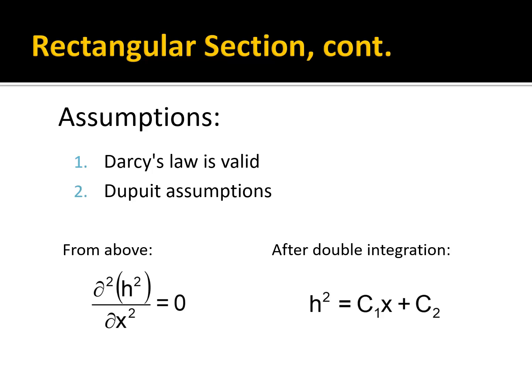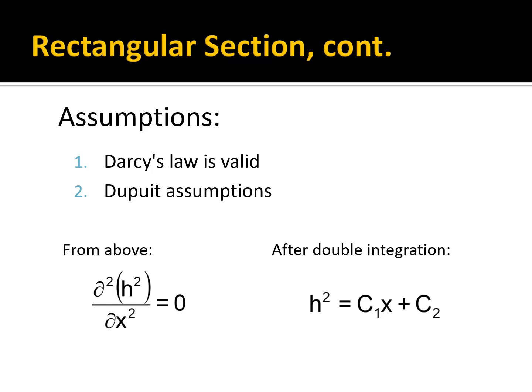All right, so assumptions: Darcy's law is valid, and the Dupuit assumptions, and from above we get this Dupuit-Forchheimer equation. And the way you solve a differential equation, if you've had a differential equations class, and if you're this far in engineering, you should have had one, you may remember that you integrate your differential equation and then you apply boundary conditions. So after doing a double integration, we get h squared equals c1 times x plus c2.